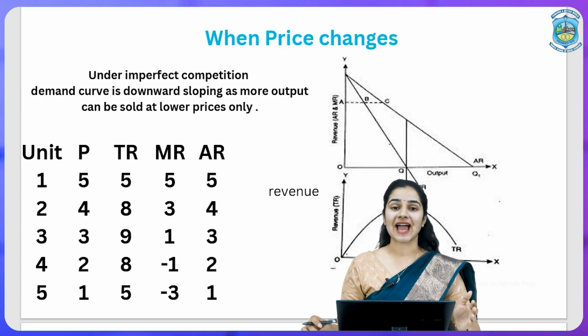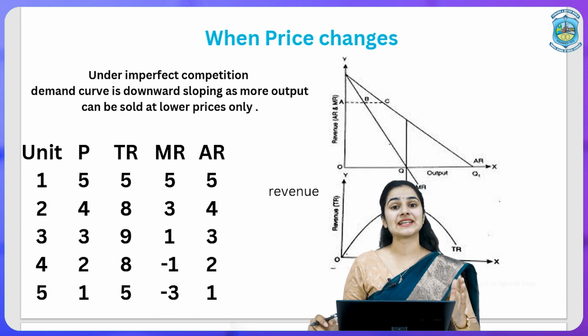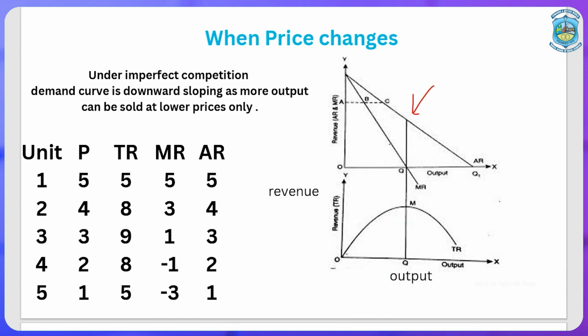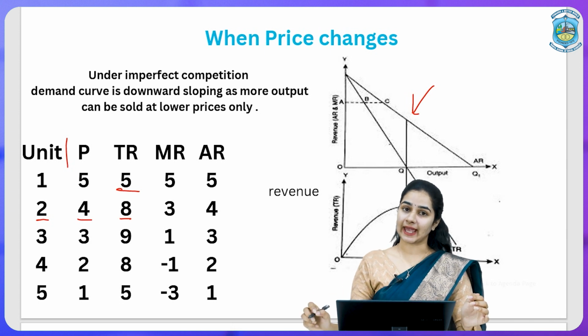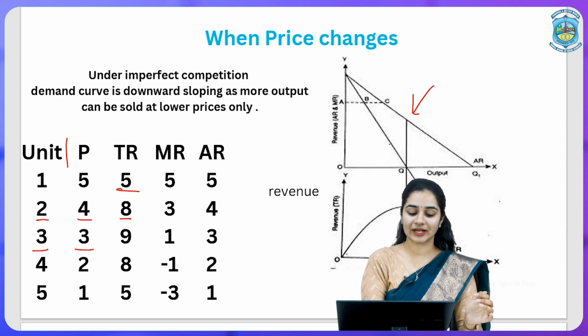If I talk about the average revenue and marginal revenue curve under imperfect competition, it is downward sloping. The reason is more output can only be sold at lower prices. Now, we have a schedule here where the units are increasing and the price is decreasing. They have an inverse relationship, and simultaneously we will calculate the total revenue. For the first unit, 1 multiplied by 5 will give me 5, 2 multiplied by 4 will give me 8, 3 multiplied by 3 will give me 9.